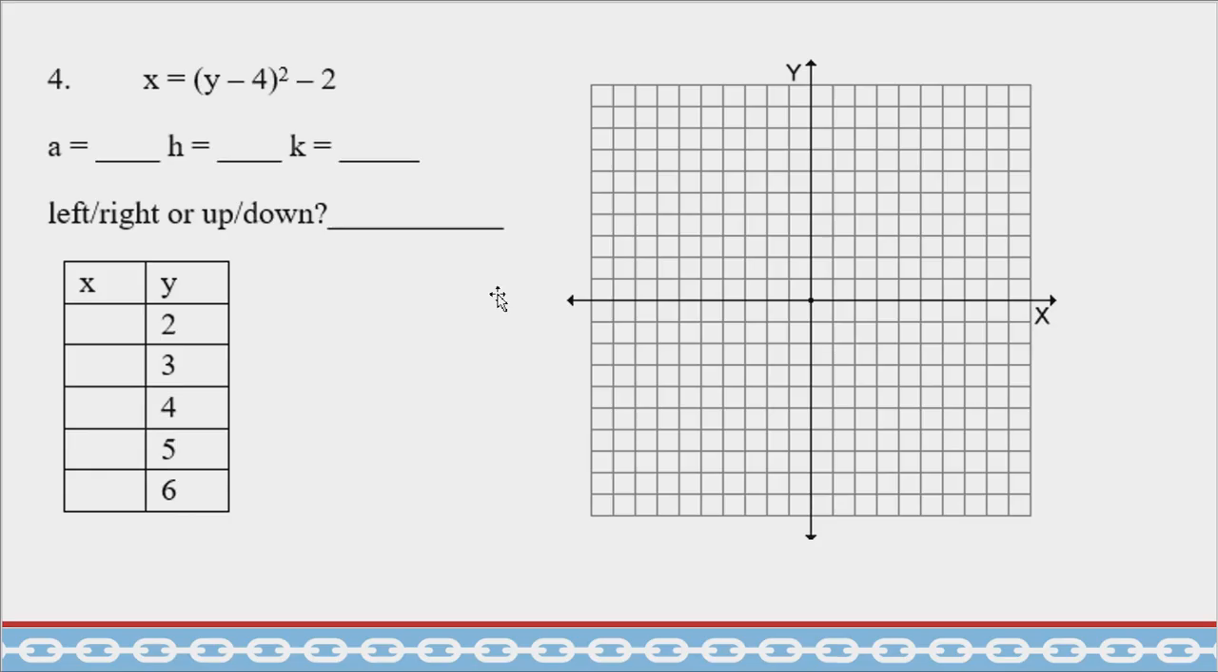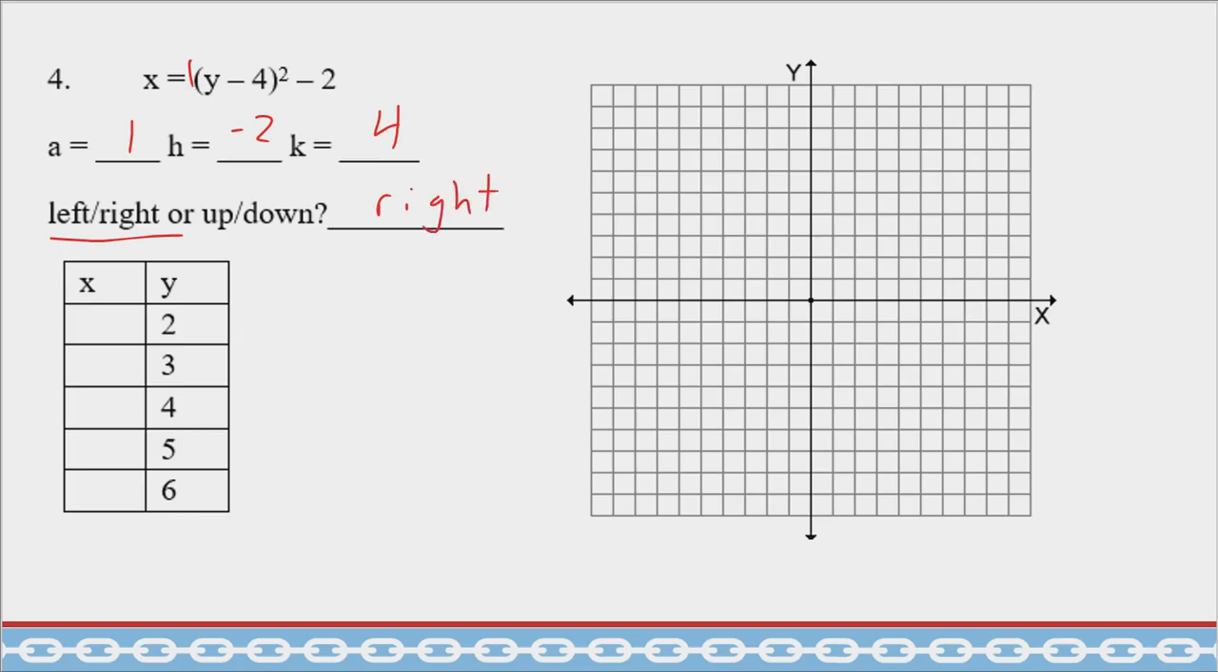For number 4, it's an x equals equation, which tells me it's going to open left to right. I have an a value of 1, right? If there's no coefficient out in front, there's a 1 here. H and k are flip-flopped, right? Y is inside the parentheses with k. And my h value is going to be negative 2. Because this is a positive a value, it's going to open to the right.